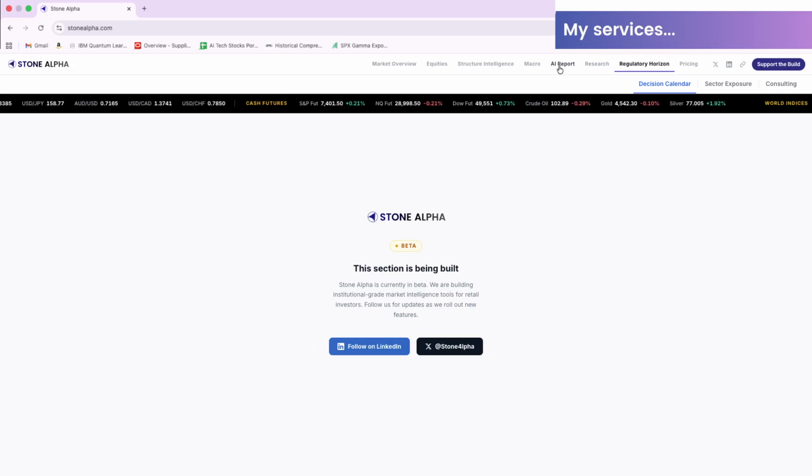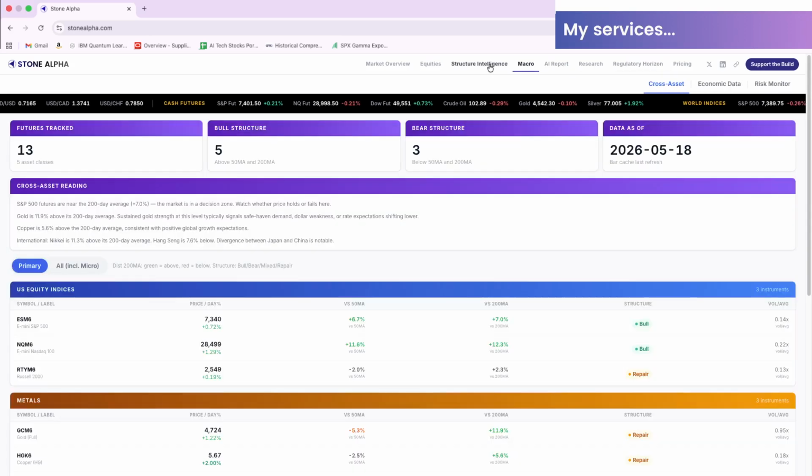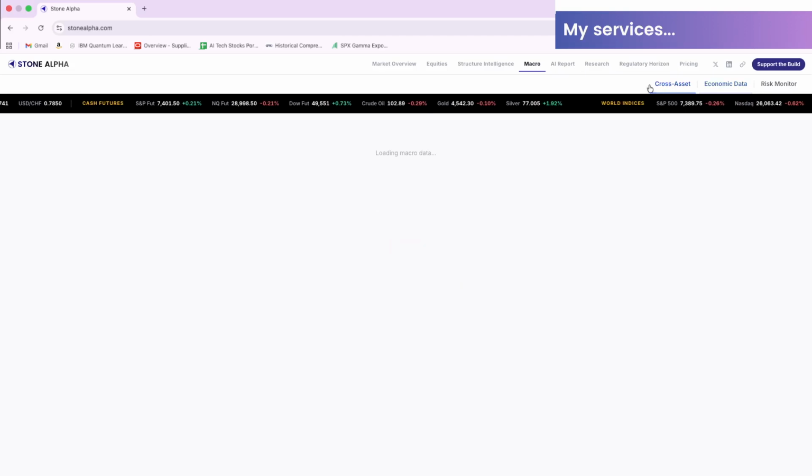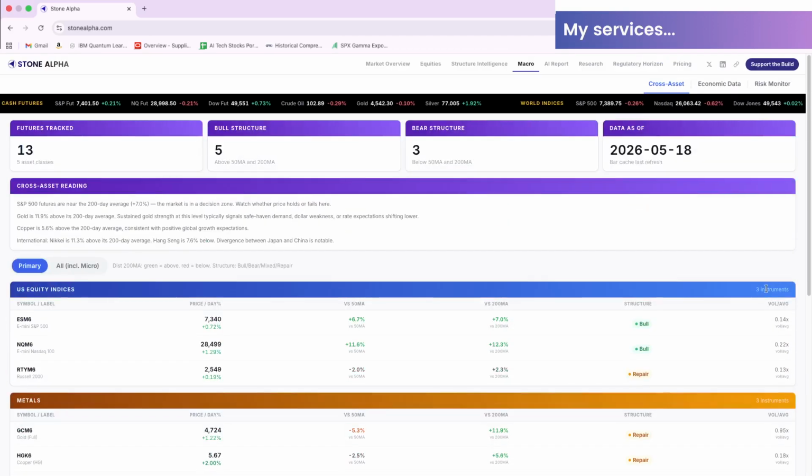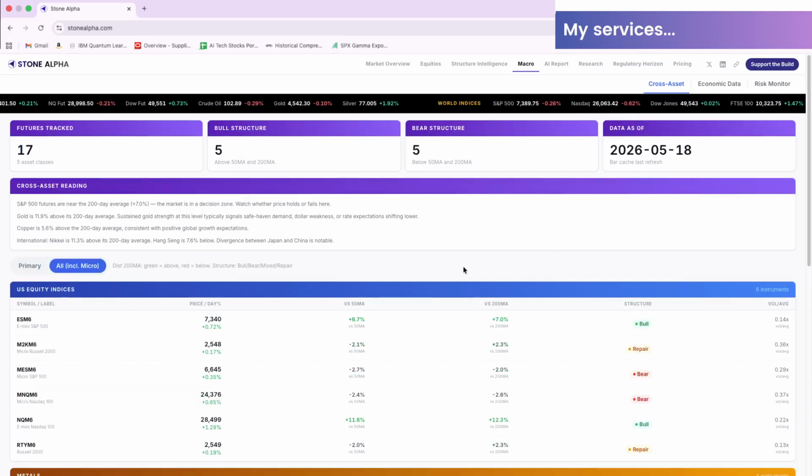There'll be an AI report that comprises everything together and just gives you a general daily take on what's happening in the world. This macro indicator is still underway. I'm still figuring out where the value proposition is in this, but I just put it in there anyway because it's something I need to work on.